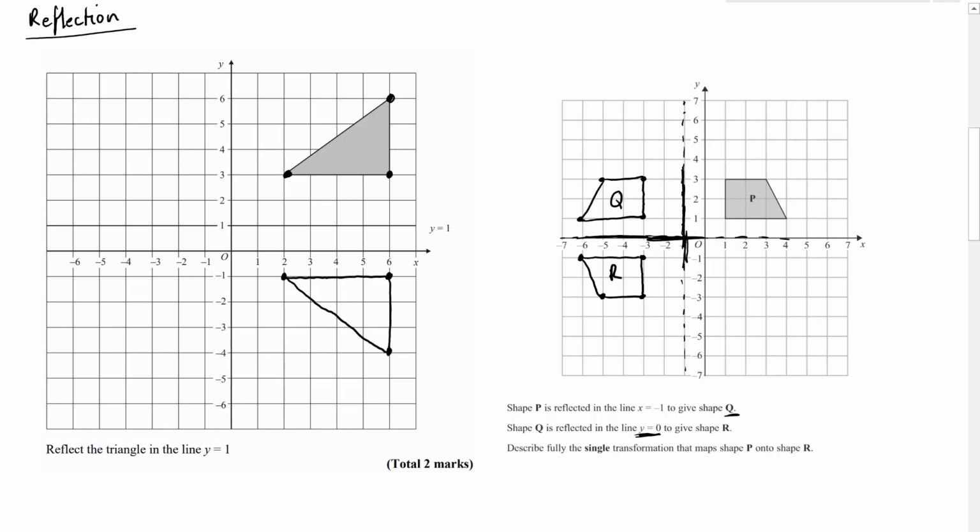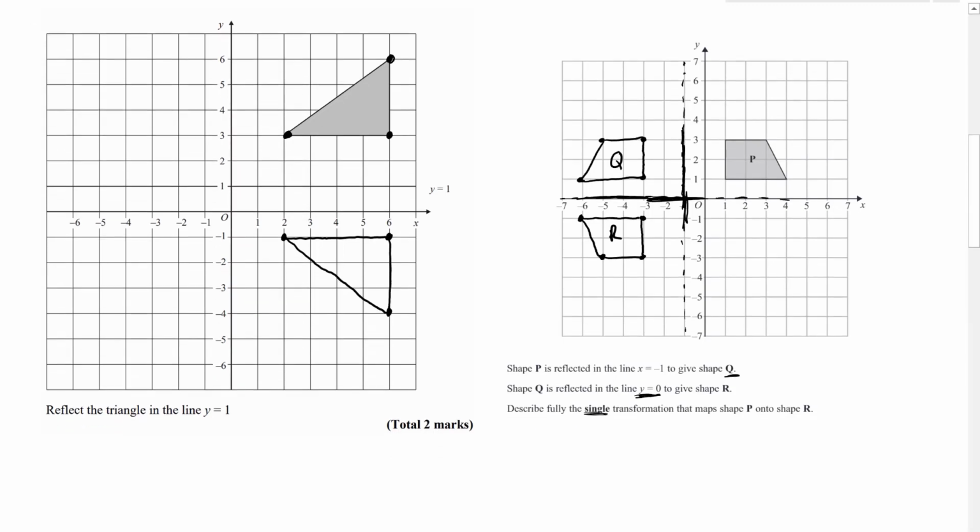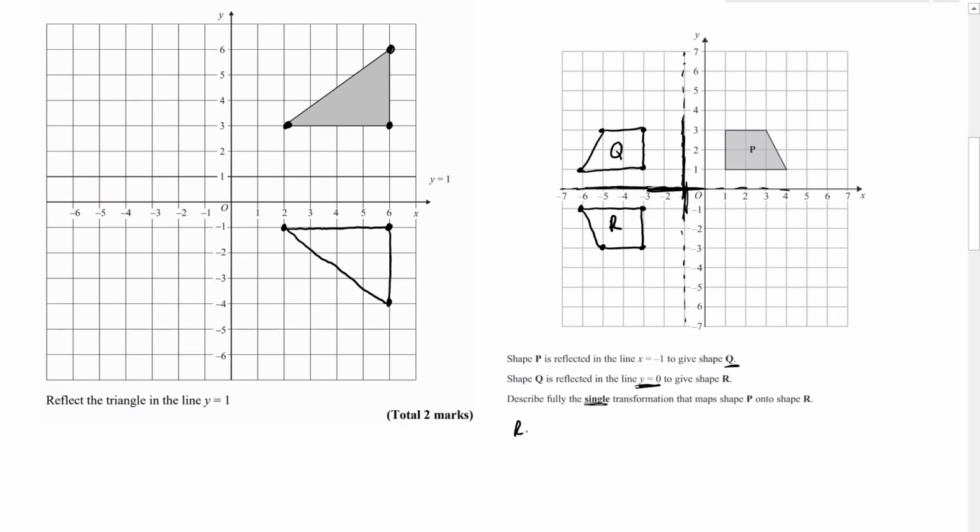So you can be asked to do these kind of reflections all the time, but in this case we've now been asked to describe fully the single transformation. So we've just done 2 different transformations. We've reflected it once, then reflected it again. But they want to know, is there a single transformation that takes you straight from P to R? And this is a common style question. It's very common that you'll get 2 reflections, and 2 reflections can always give you a rotation. Okay, and so this is what we've got here. So these 2 reflections give us a rotation.